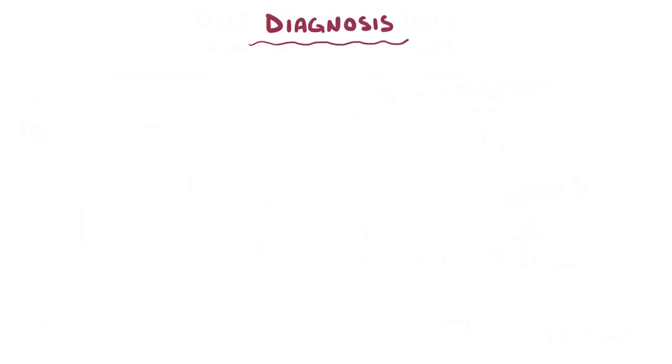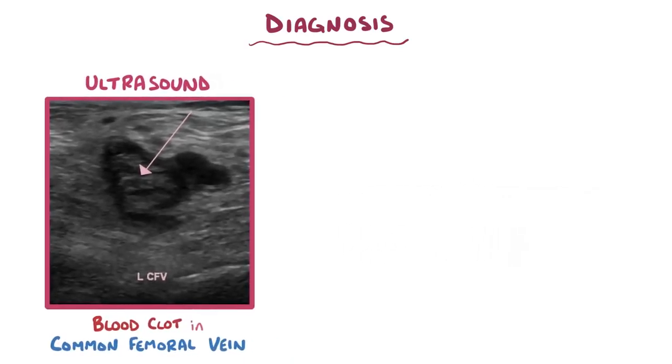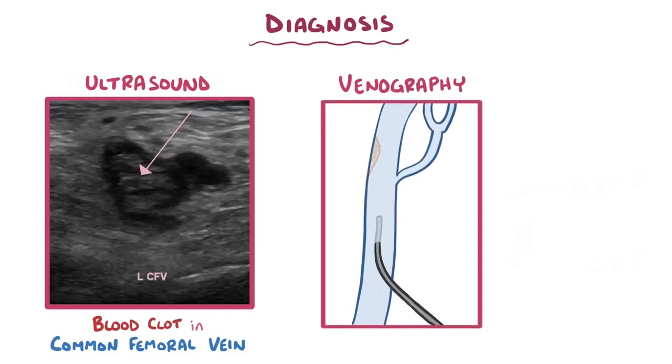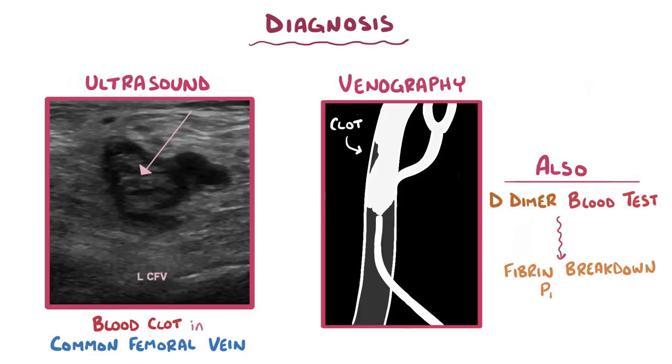The diagnosis of a deep vein thrombosis can be made by ultrasound. Alternatively, if the ultrasound is inconclusive, a more invasive venography procedure can be performed. This is when a dye is injected into the veins and an X-ray is taken to identify blockages. Also, a D-dimer blood test can be helpful, because fibrin breakdown product levels are usually higher in the presence of a clot.